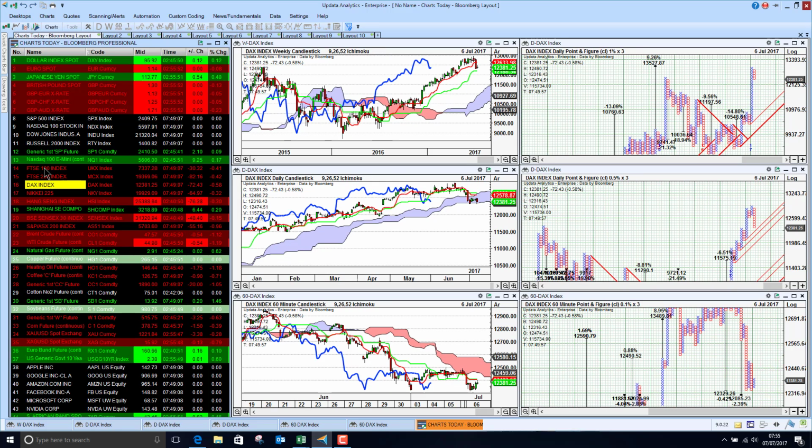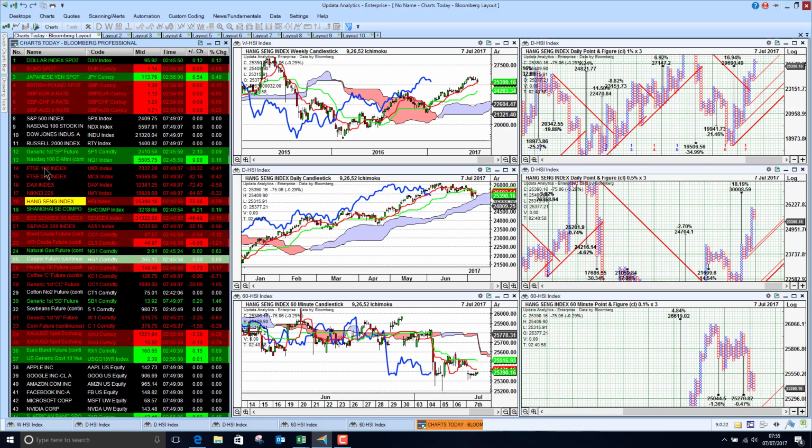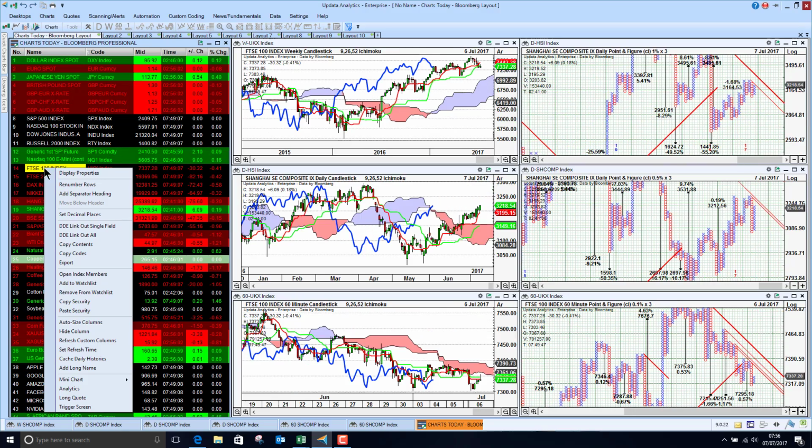The DAX is bearish below the cloud as well, and the Nikkei is also bearish below the cloud on the short-term chart despite a weaker yen. The Hang Seng is also bearish below the cloud, and the one market that is bucking this trend at the moment is China.